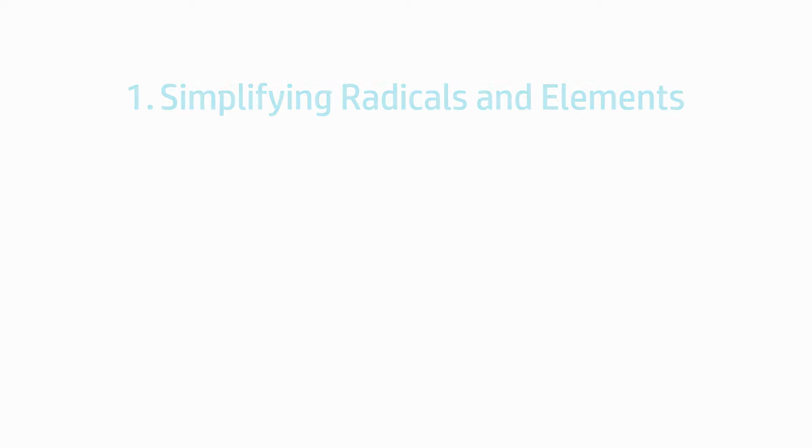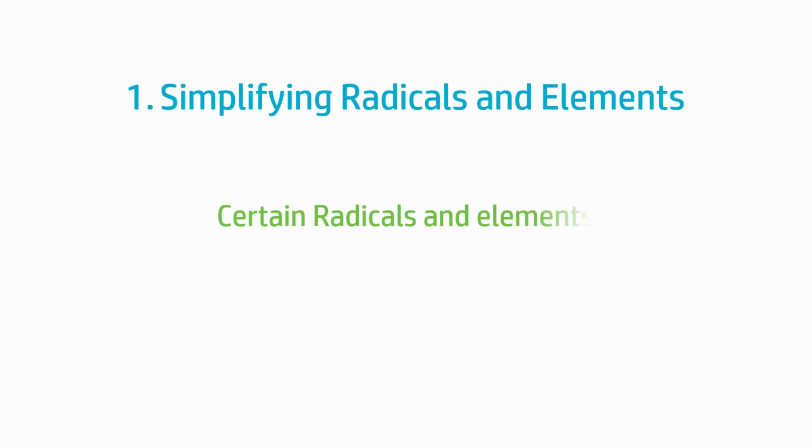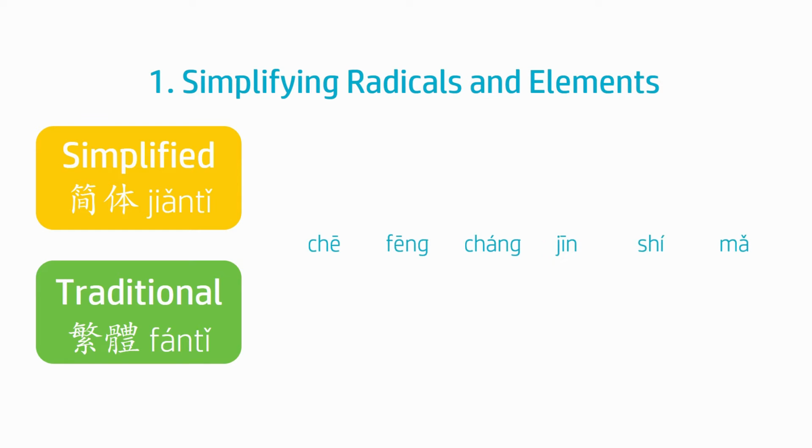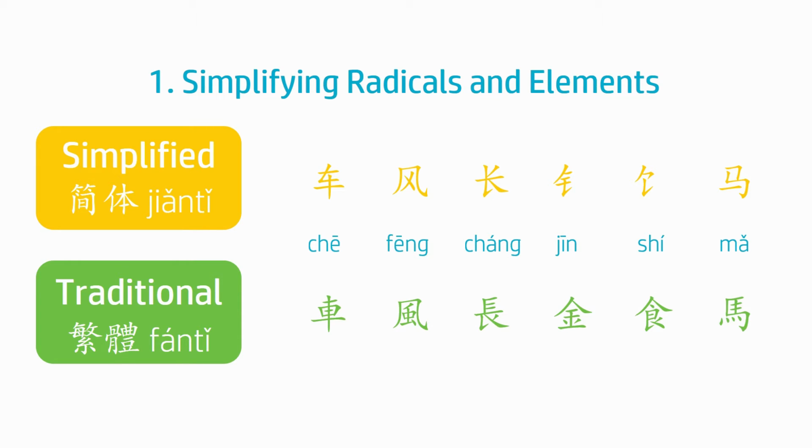There are 6 major ways of simplification. Number 1, simplifying radicals and elements. Every character that has certain radicals and elements are replaced by the simplified version and are easy to spot. Here are some examples. For simplified, we have, and for traditional, we have. Basically, all characters that contain these radicals or elements are simplified the same way.